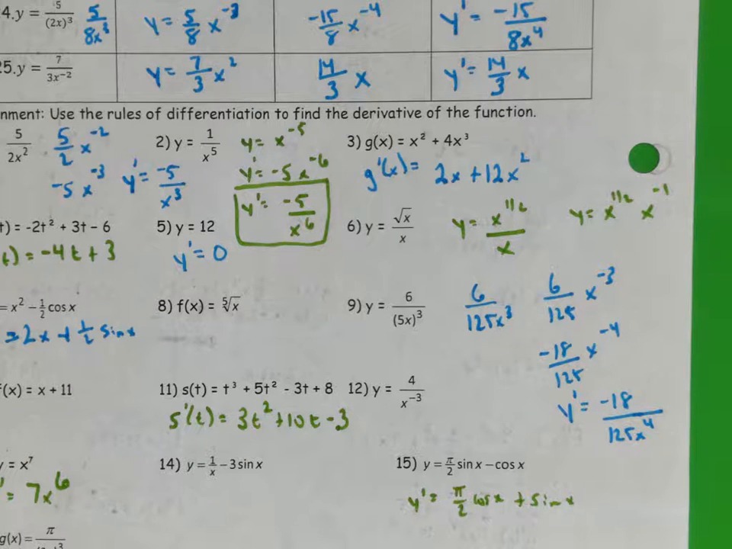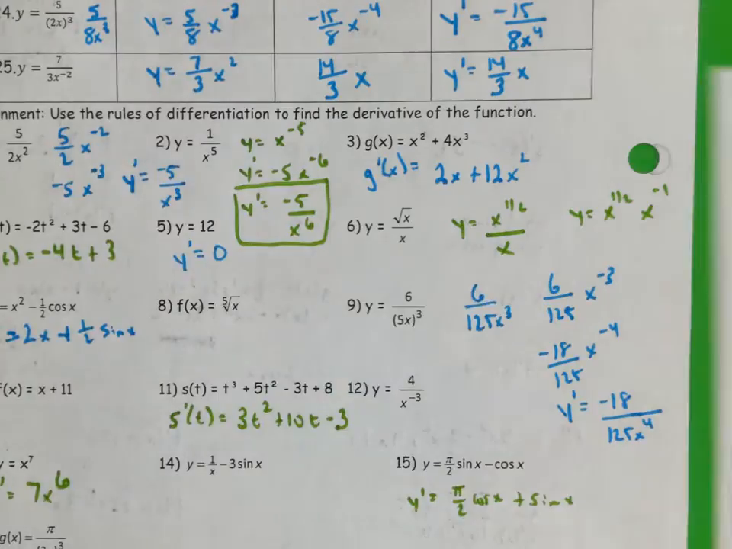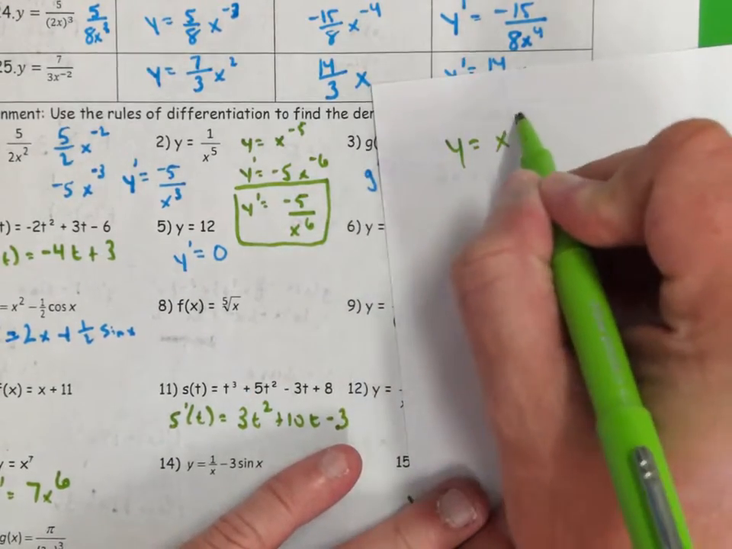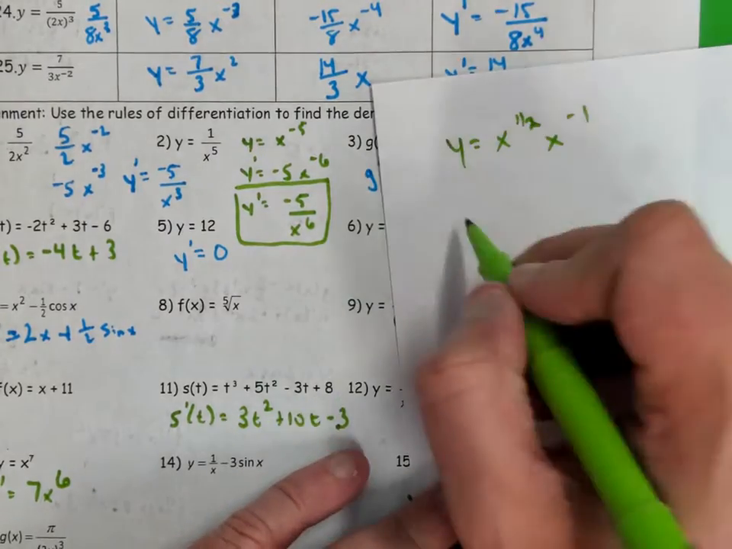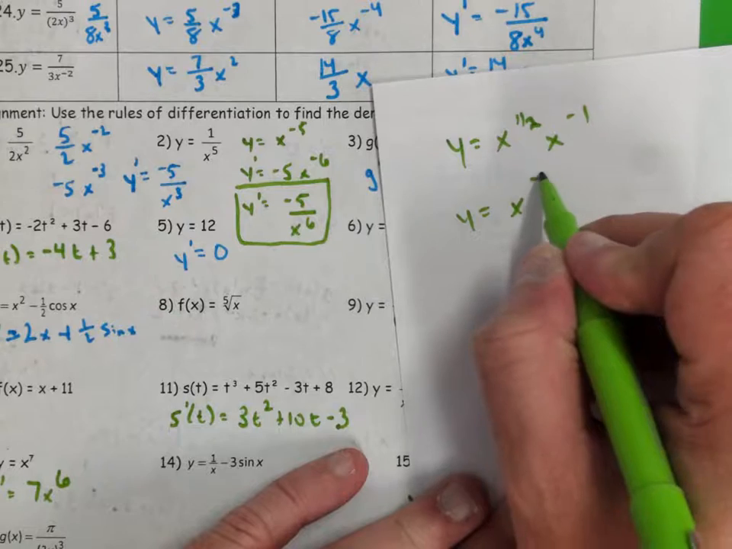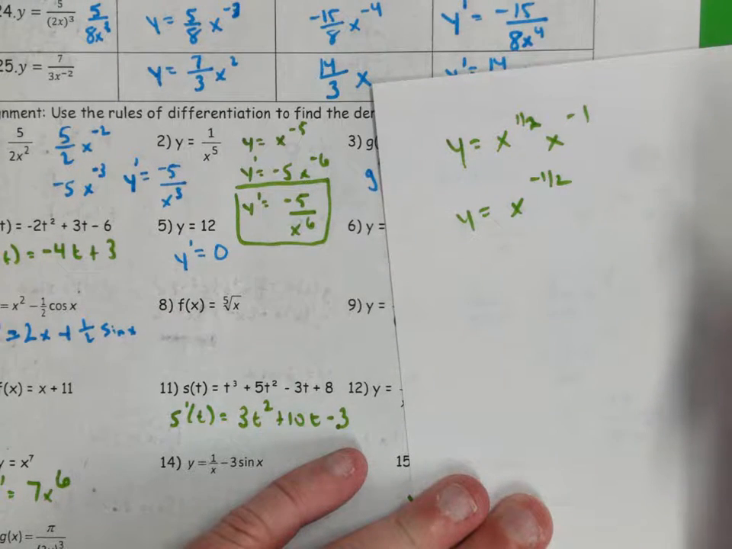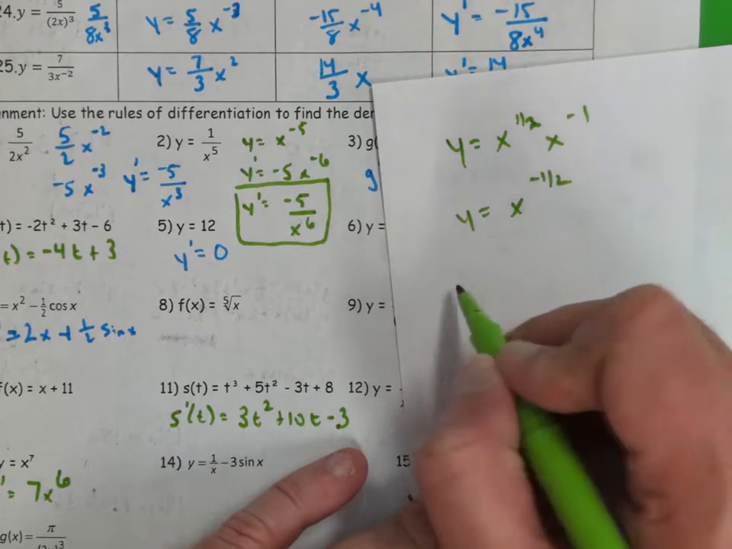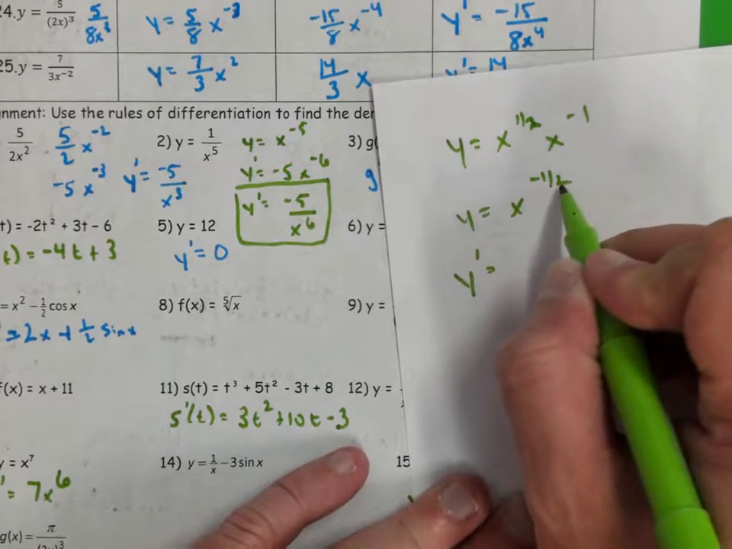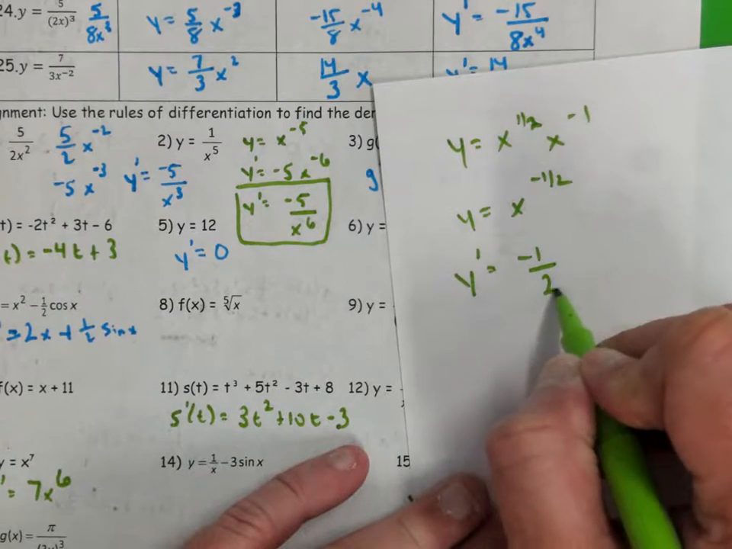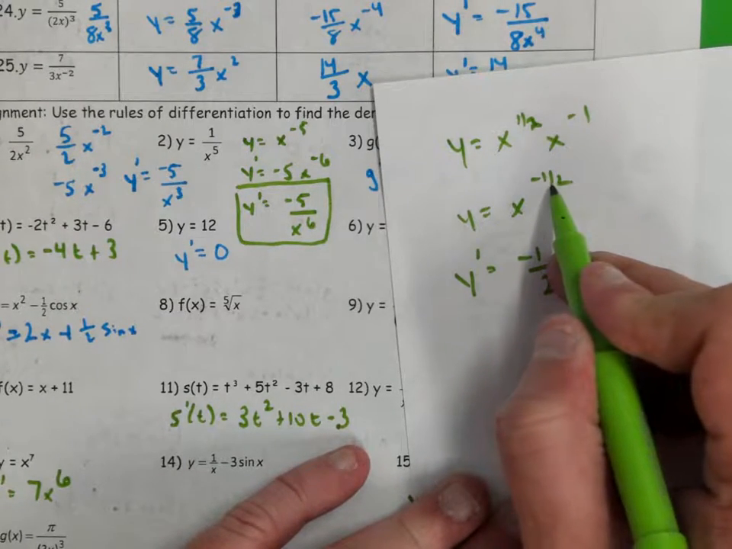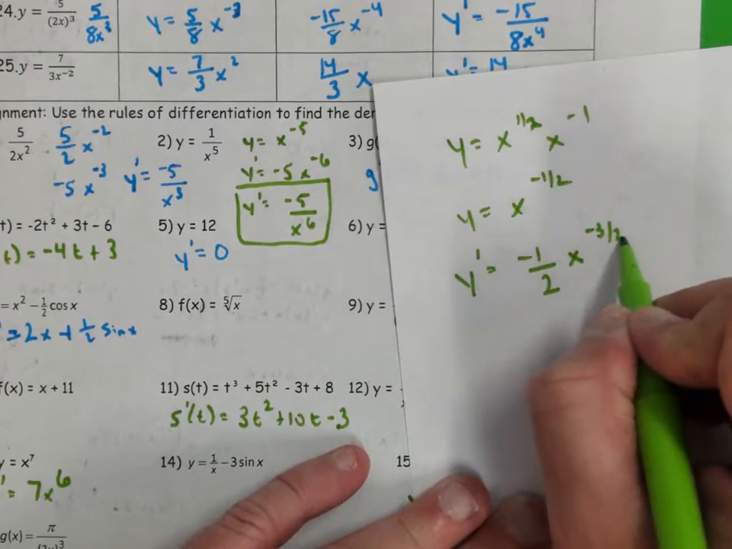So, if you brought it up top like this, what's 1/2 plus negative 1? Because aren't I multiplying those now since they're together? So what's 1/2 plus negative 1? Negative 1/2. So, after I brought it up, y equals x to the 1/2 and x to the negative 1. I simplified. 1/2 plus negative 1 is negative 1/2. I added those together. Now, I'm going to find the derivative. Y prime equals negative 1/2 times 1 is negative 1/2. X, negative 1/2 minus 1 is negative 3/2.